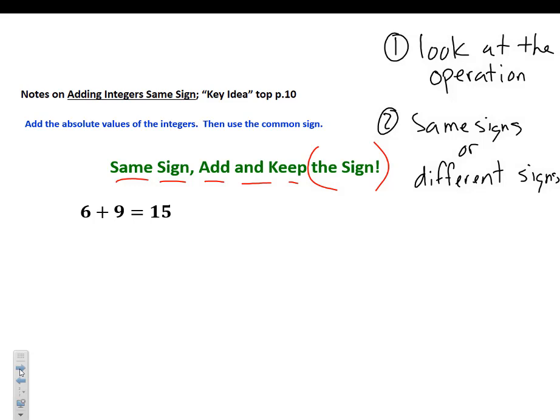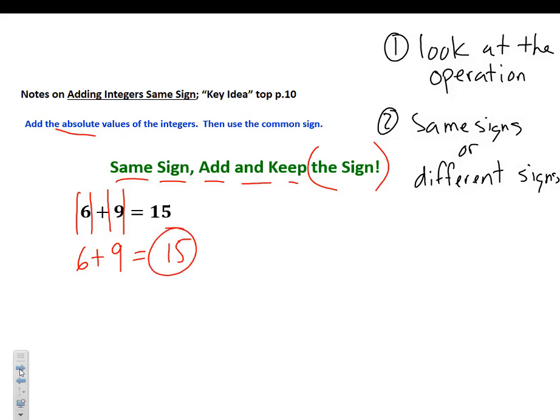You've been doing that since, well, probably since first grade or kindergarten. We don't want to now go back and say, to do this, I've got to think absolute value. We don't want to think this because it slows us down. We already know the absolute value of 6 is 6, the absolute value of 9 is 9. I'm going to add them up and get 15. The common sign is positive, so the answer is 15.